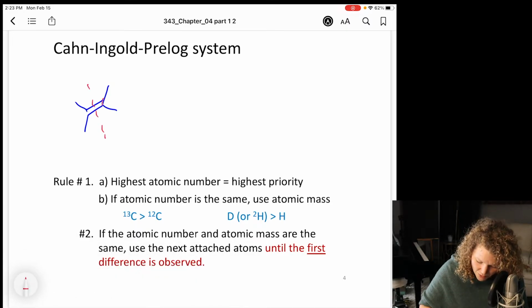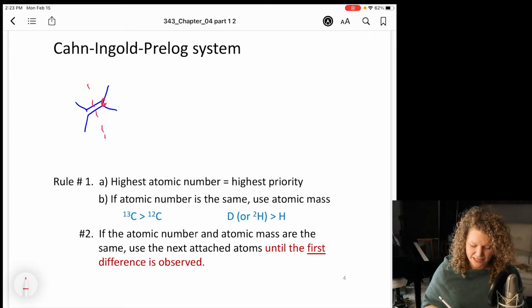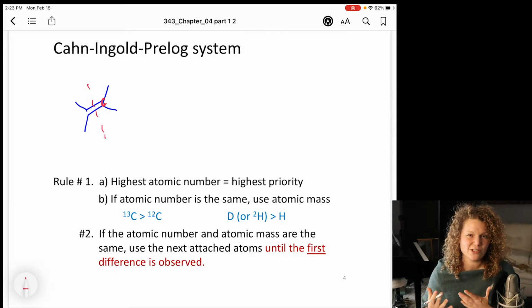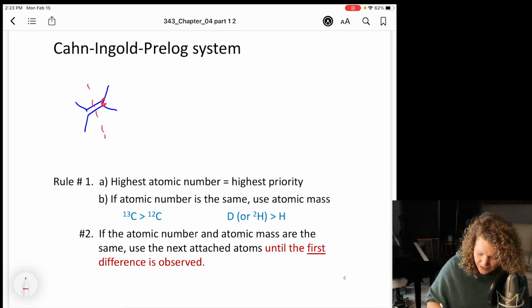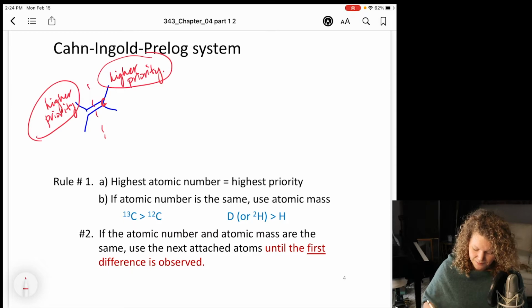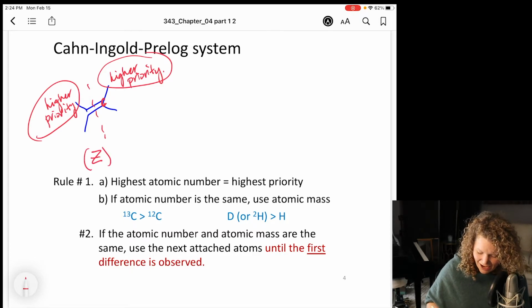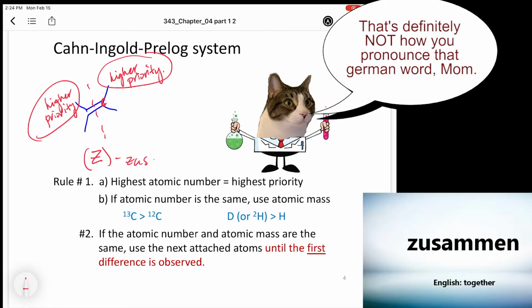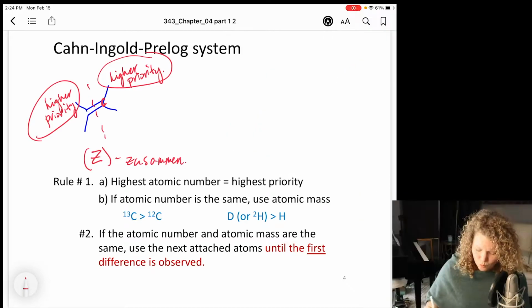So you're really just going to focus on one of the carbons of the alkene, and you're going to decide which group is the higher priority. If both of the higher priority groups are on the same side of the alkene, so in this case they're on the top, this would be considered a Z alkene. And this is coming from the German word zusammen. Zusammen. Which means together.